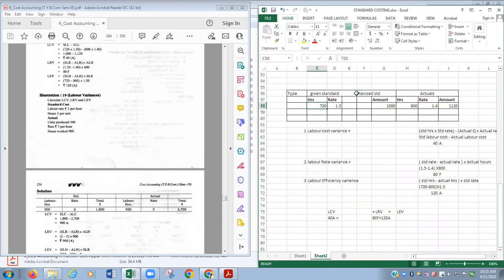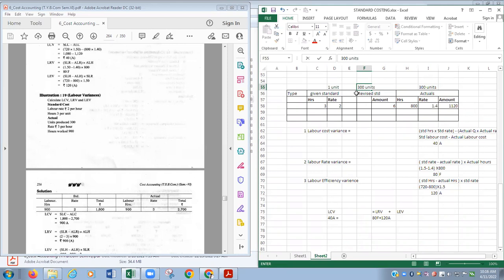So hours per unit are 3 and rate is 2, and this was only for 1 unit. You can write at the top, for 1 unit. I required 3 hours and the rate was 2. Now actuals are given for 300 units, so above the actual column, I'll write this is for 300 units. I can't compare the standard of 1 unit with 300 units, so I have to revise my standard to 300 units.